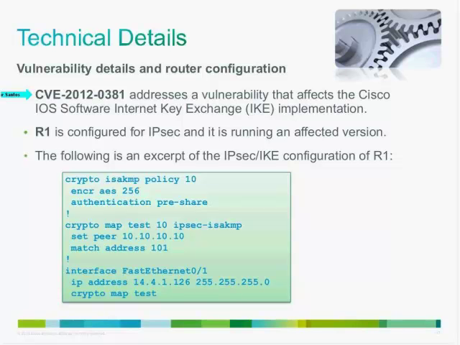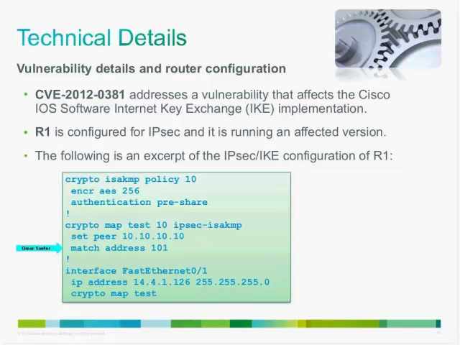R1 in this case is configured for IPsec, and it is running an affected version of code for that given advisory. This is a very high-level excerpt of the configuration for R1 for IKE. Of course, we define the specific crypto ISAKMP policies, or the IKE policies. We have a crypto map. In this case, it is a site-to-site tunnel where the peer is 10.10.10.10. We're matching an ACL to the crypto map.